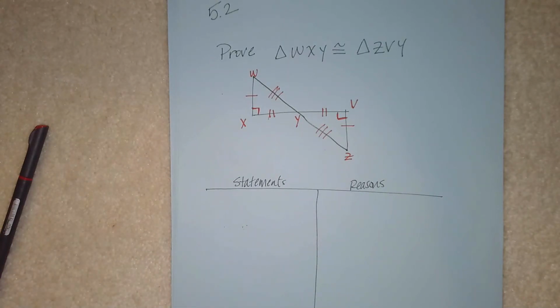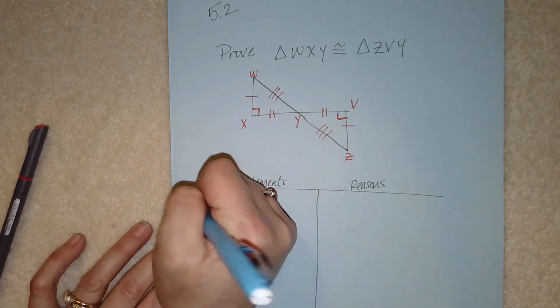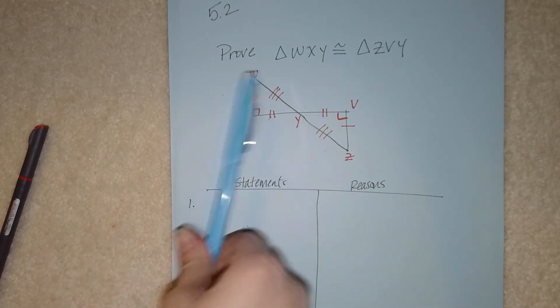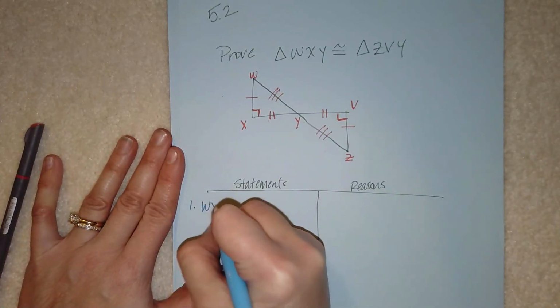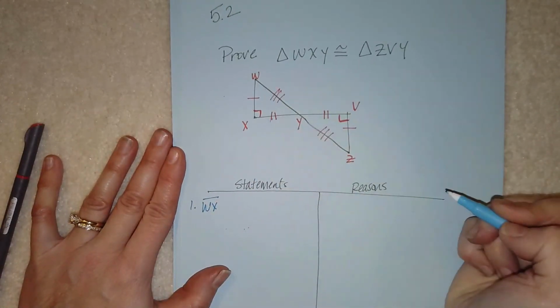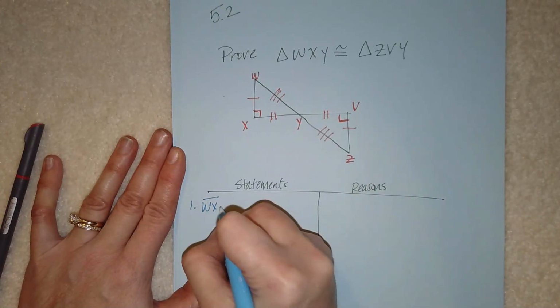So when we do a proof, and we're going to do a lot of them in this unit, you want to take a look at either what's given to you. Sometimes the given is actually literally said. It says given, and it says, okay, this side is congruent to this side, or this angle is congruent to this angle. In this particular problem, it's not actually said, it's marked. So you have to pay attention to the markings on the diagram. So like, for example, W to X is congruent to Z to V.